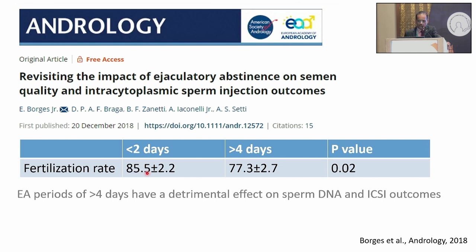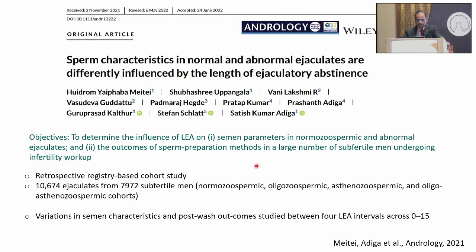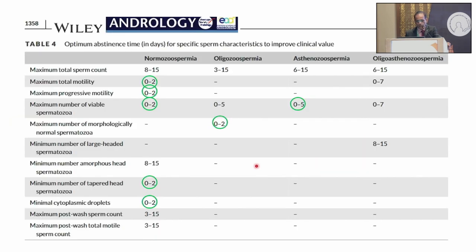The fertilization rate is higher if you allow only 2 days of abstinence compared to more than 4 days of ejaculatory abstinence. In fact, this is our own study where we looked at the association between the ejaculatory abstinence and the quality of the sperm in close to 8,000 subjects. And here is the summary which shows that in normospermic ejaculate, if you allow only 0 to 2 days of ejaculatory abstinence, one can get good quality, the good motility, the good viable sperm, the good morphologically normal sperm.